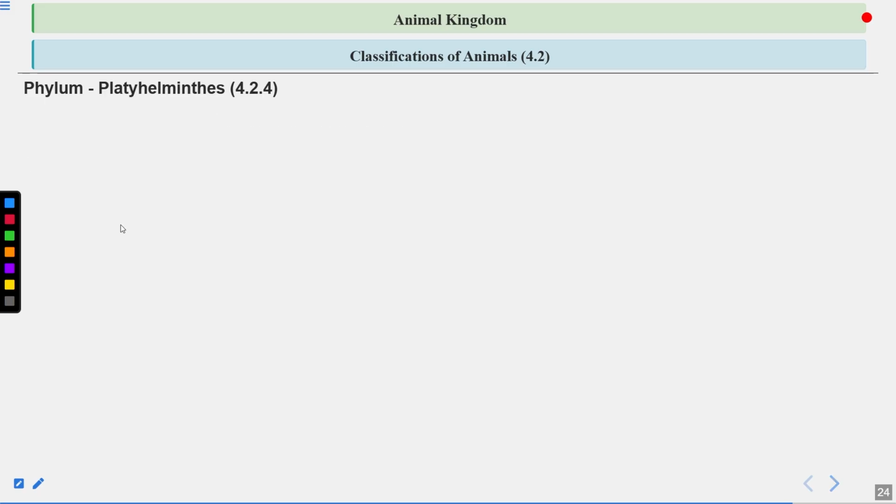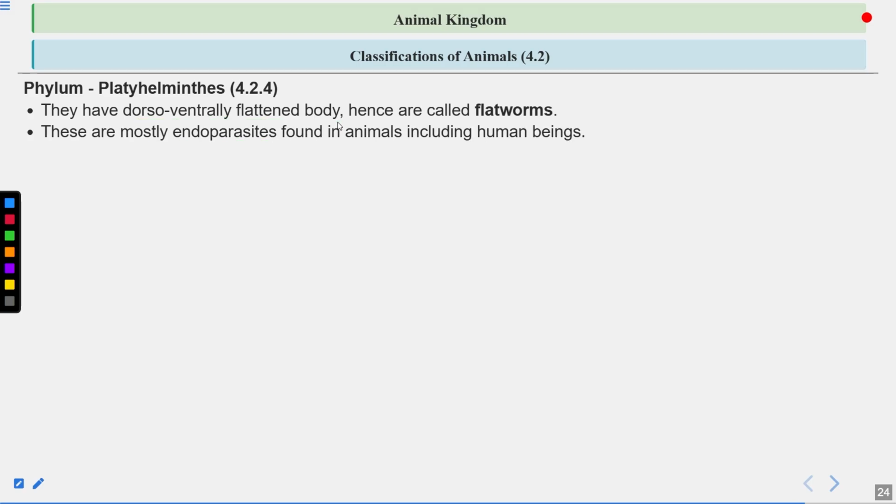Next phylum is the Platyhelminthes. They have a dorso-ventrally flattened body. The body is very flat, with a dorsal surface and a ventral surface, and they are called flatworms. These are mostly endoparasites found in animals, including human beings. They are found as parasites inside the human body or different animals.